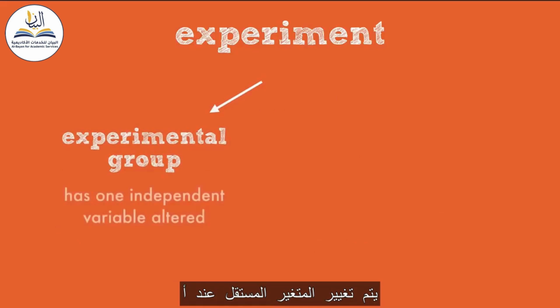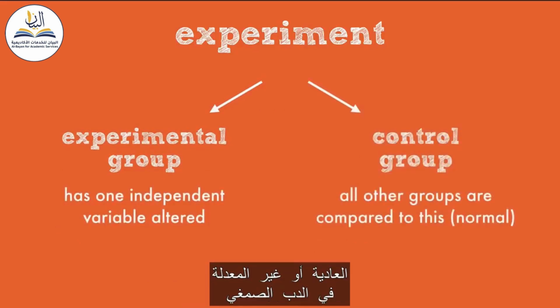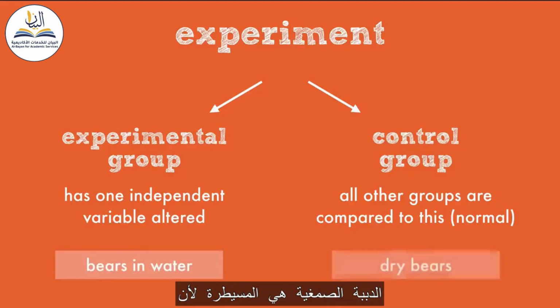The dependent variable is the volume of the gummy bear, which is measured before and after it's soaked in the water. A valid experiment will have both an experimental group, where the independent variable is altered, and a control group, which can be used to compare the experimental group to the normal or unaltered version. In the gummy bear experiment, the bears placed in water are the experimental group, and the dry gummy bears are the control, because that's how gummy bears normally are.